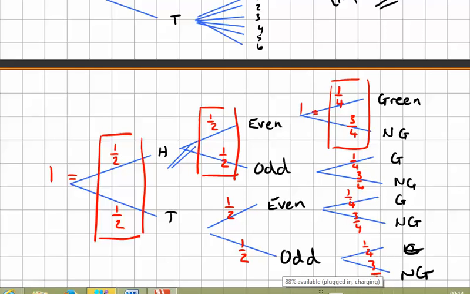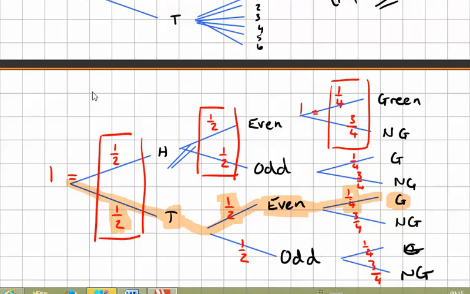Now, what was it we needed to work out? What is the probability of tail, even number, green? So we have to work out the path route that we have to take. The path route that I've got to take is tail, even number, and then a green. That's the route we need. We have to look at how much it adds up to.